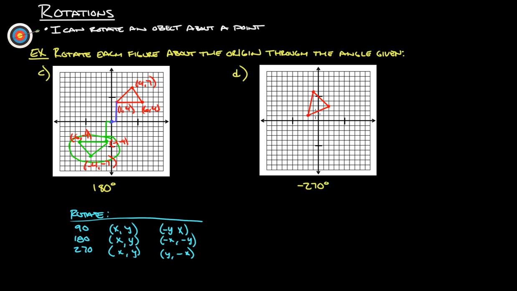Moving on, let's try another one here. Let's try this D here. We're going negative 270. So negative 270 means clockwise 270 degrees, or we could also look at it as, you can add 360 to that because that's just a full circle, and that's the same thing as rotating 90 degrees. So that's going to give us this nice little piece here.